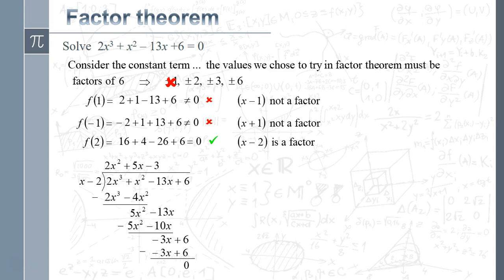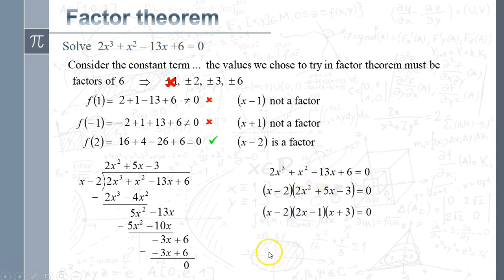So straight away we can say that our quadratic can be written like that. So there's our linear factor and there's our quadratic factor we just discovered, and now it's just a case of doing some factorising on that, and there you go, and therefore that allows us to solve the equation. So we've got x equals 2, x equals a half, and x equals minus 3.